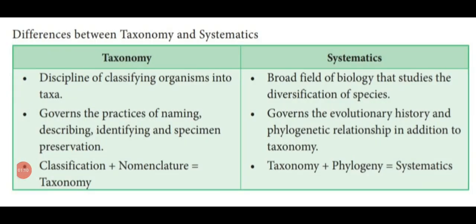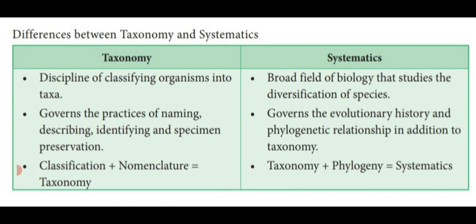Dear students, before going to see the codes of nomenclature, we are going to see an important 3-mark question, that is differences between taxonomy and systematic. First one, taxonomy. That means classifying organisms into taxa. That means based upon the taxa, that means characters, we are classifying the organism. That is known as taxonomy. Systematic is a broad field of biology to study the diversification, that means differences among the species. That is said to be systematic.